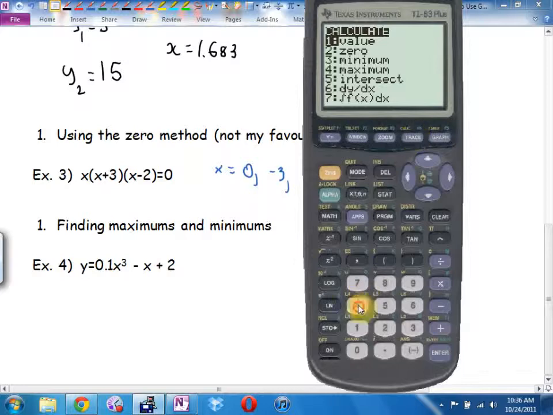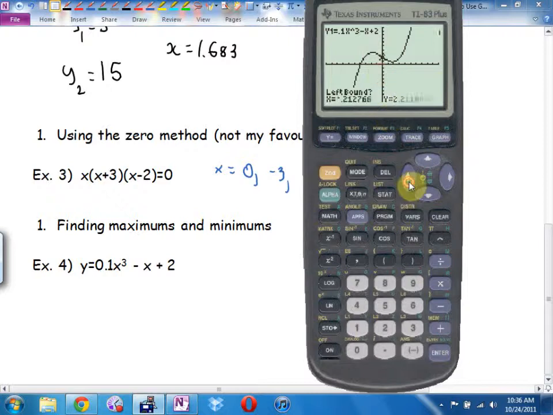So it says again left bound, which means I'm going to go left arrow until I'm to the left of the highest point. How about there? Enter. I'm going to go right arrow, right arrow, right arrow, right arrow, right arrow, right arrow until I'm to the right of the highest point. Oh heck, how about there? Enter. So it's saying, I'm going to look for the highest point in this area. When x equals negative 1.825743, the maximum height is 3.2171612.